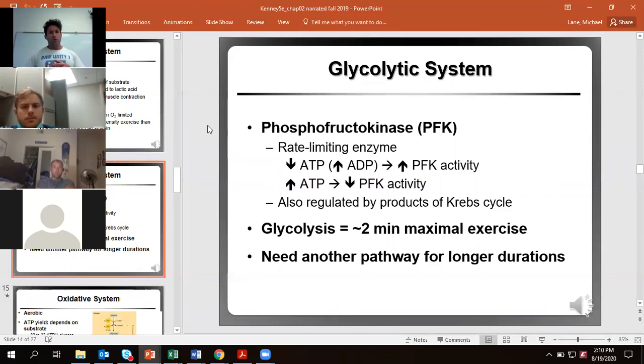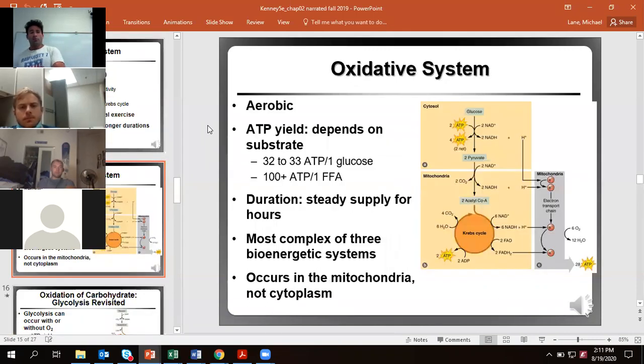And once we go into aerobic glycolysis, now we're talking about using the citric acid cycle and the electron transport chain, which are both specific to being inside of the mitochondria. And this is the one that's going to last for a far greater duration, okay? Because we're aerobic. Now instead of only netting 2 or 3 ATP, we're going to net 32 to 33, depending on where we're starting.